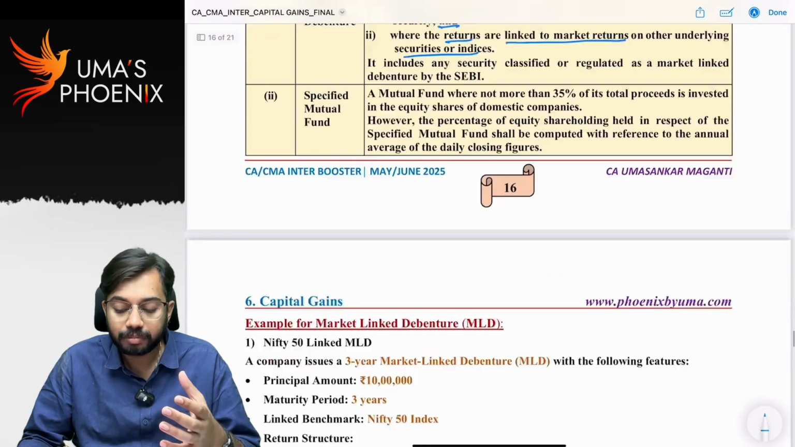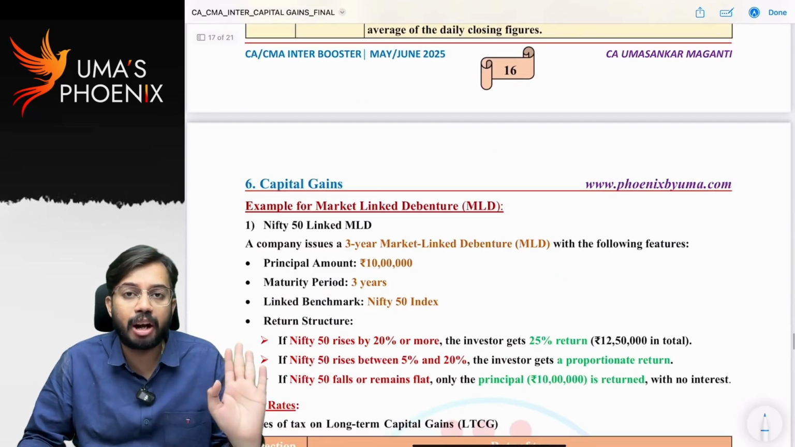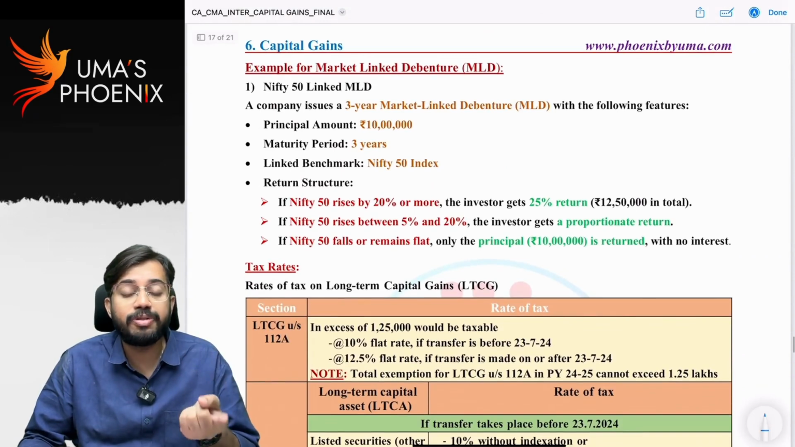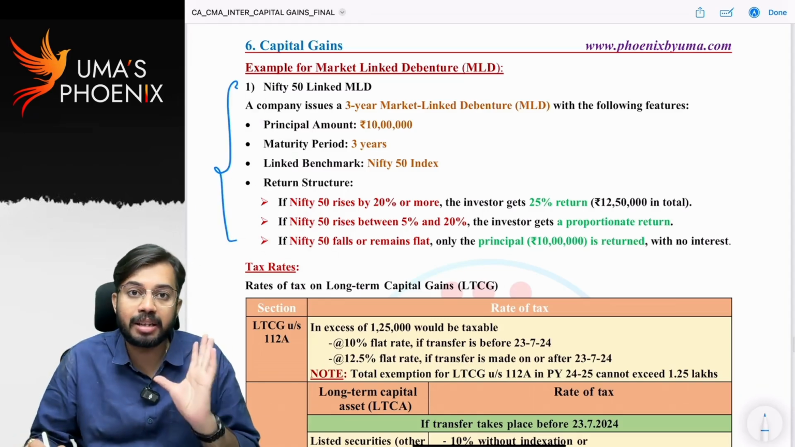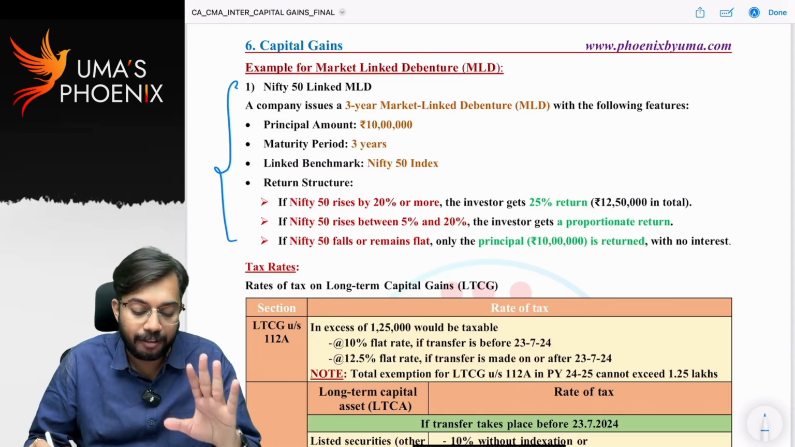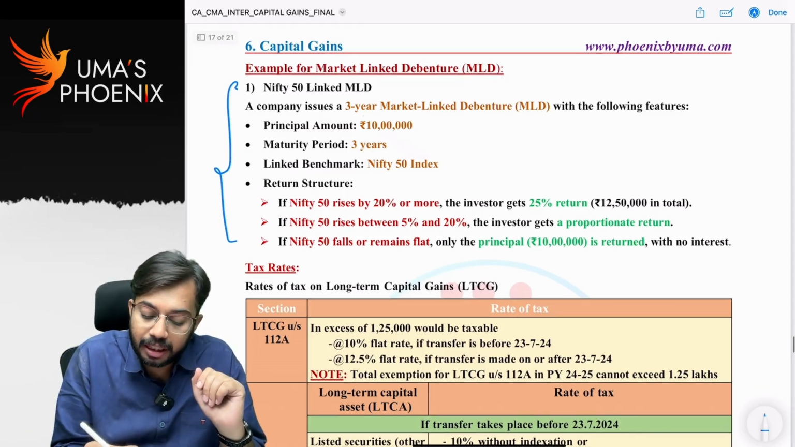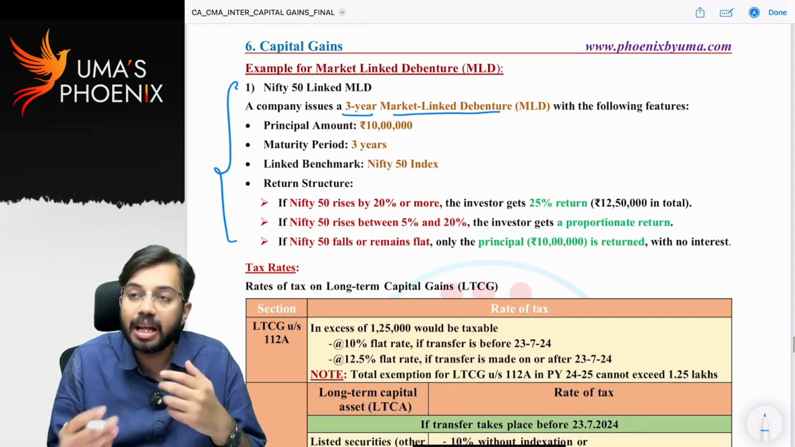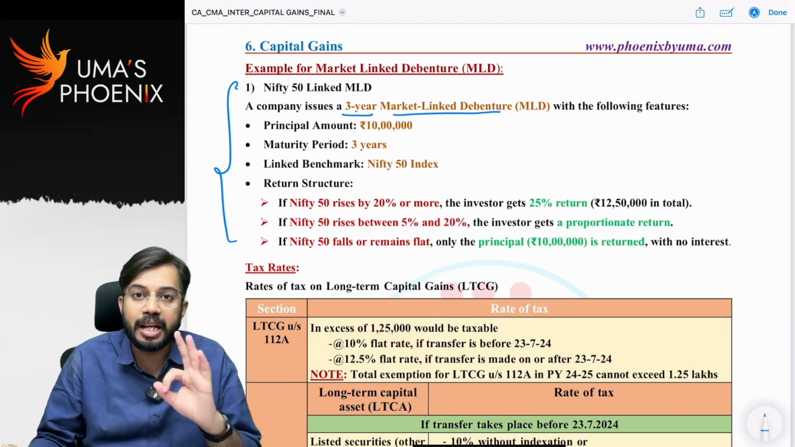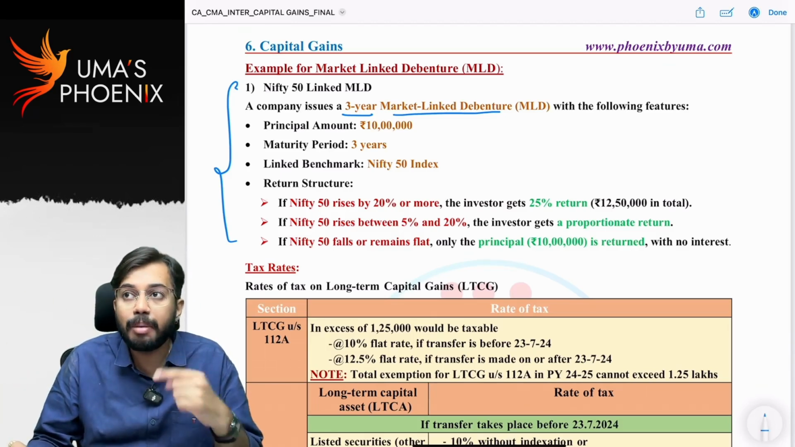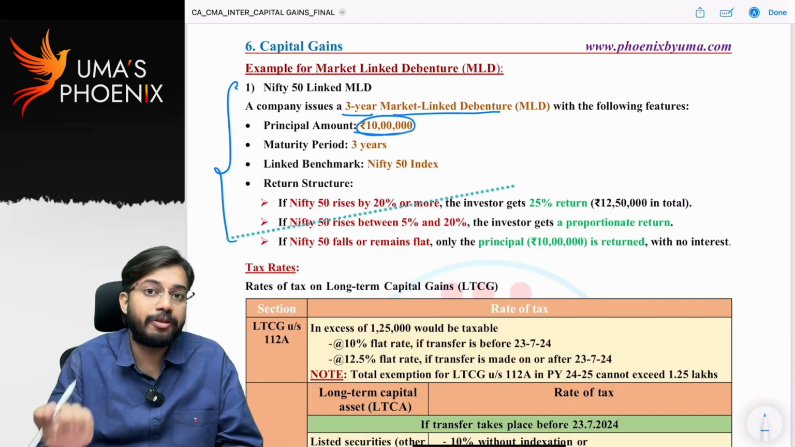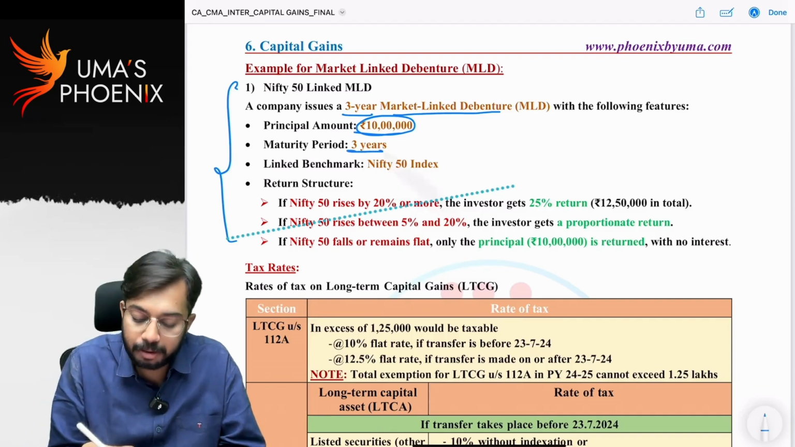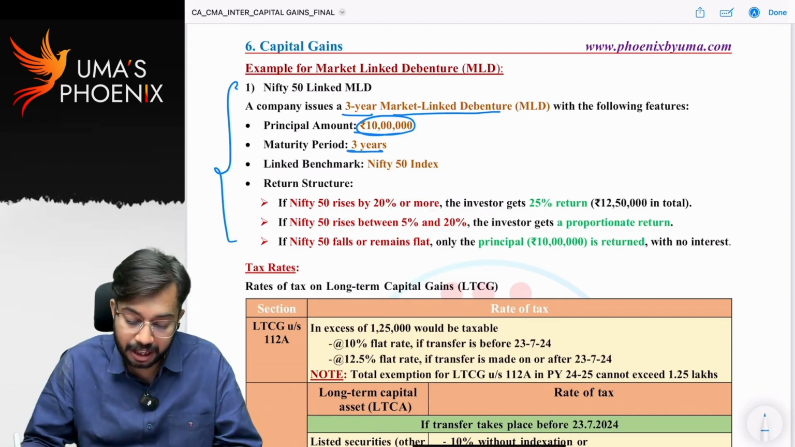That means fixed rate of interest will not be there on market linked debentures, and interest will be paid on market linked debentures based on the behavior of the market. I give one example. Through this example you will understand what market linked debentures means. For example, a company issues 3 years market linked debentures. I purchased from a company 3 years market linked debentures. What amount did I pay? I paid 10 lakh rupees. And this 10 lakh rupees will be given back to me after a period of 3 years.